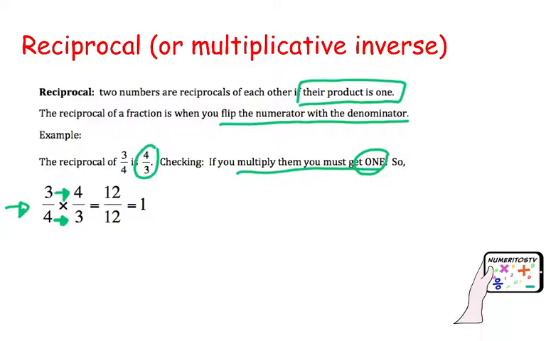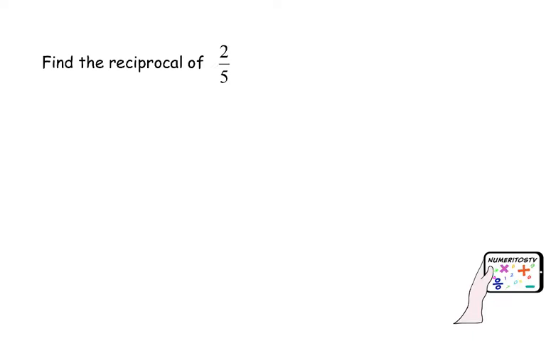So 3 times 4, that will be 12. 4 times 3, that will be 12. If you simplify this fraction, you will get that 1. So I check that the reciprocal of 3/4, when I multiply it, gives me that 1. So, in other words, the reciprocal is just flipping the numerator by the denominator. So, if I tell you find the reciprocal of 2/5, the answer will be 5/2 because you just flip the numerator with the denominator.